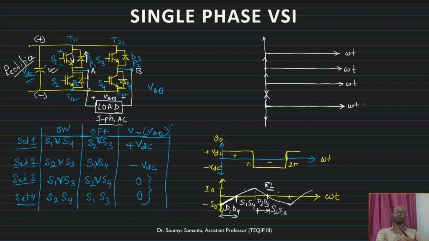Now this DC link capacitor basically filters out the ripple, and the voltage across the DC link capacitor is VDC. So instead of a DC voltage source, I have placed a DC link capacitor. Now this is plus, this is minus.